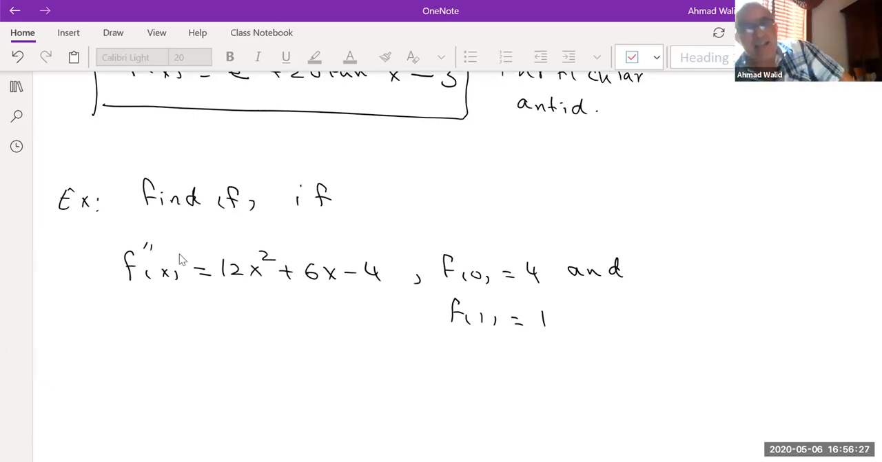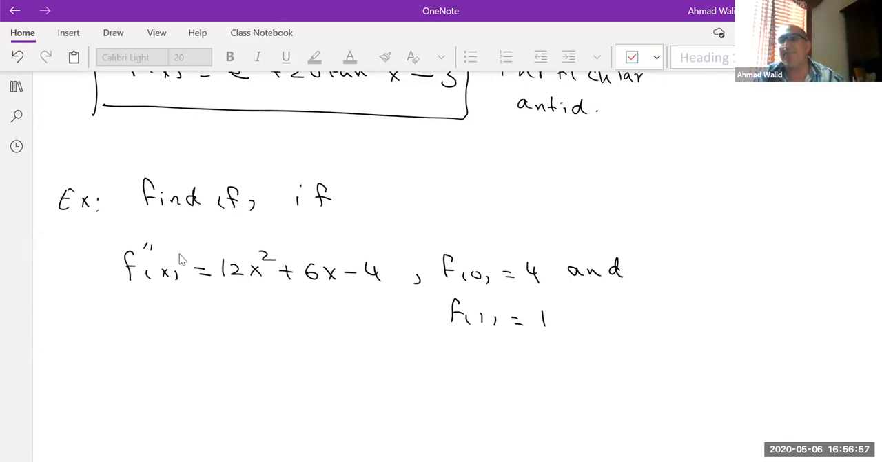Look, in this problem, immediately you cannot find f. There is another step, because f prime is not given to you. F double prime is given to you. When you go up the stairs, right, you put your foot on this step, then the next step, then the next step. You cannot jump. If you jump, you will hurt yourself, right? In mathematics, don't jump, please.